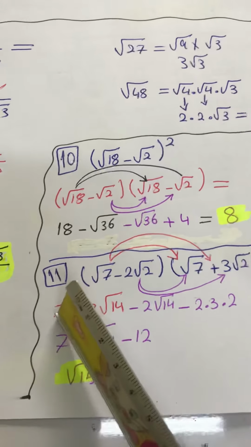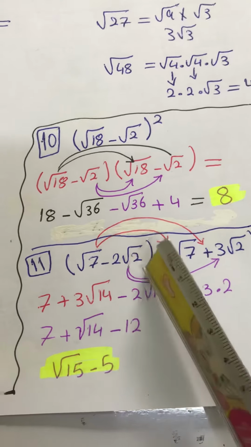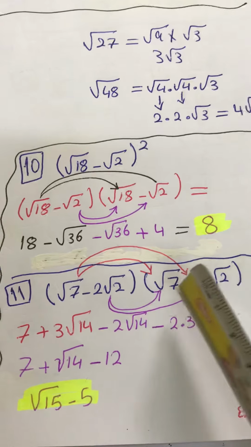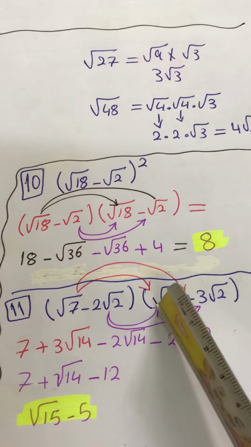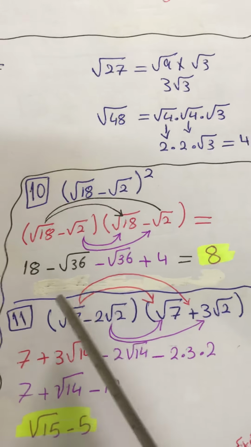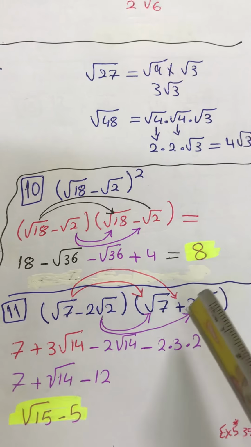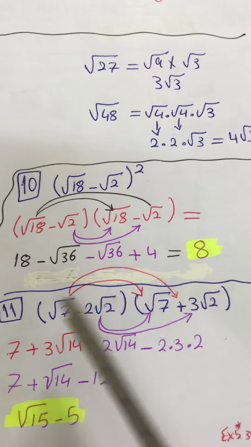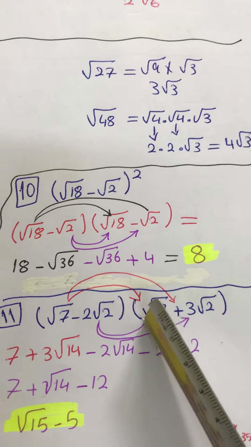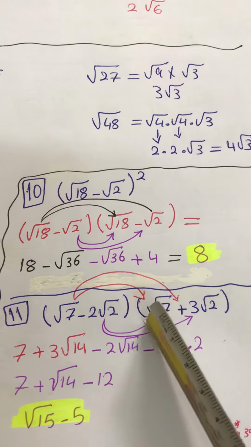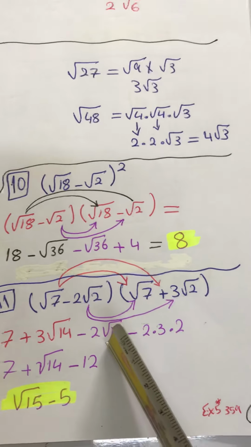Also in number 11, take care. I have square root of 7 minus 2 square root of 2, and then 7 plus 3 square root of 2. So I'll take square root of 7 multiply square root of 7, give me 7. And square root of 7 multiply positive 3 square root of 2, equal 3 square root of 14. Negative 2 square root of 2 times square root of 7 equals negative 2 square root of 14.